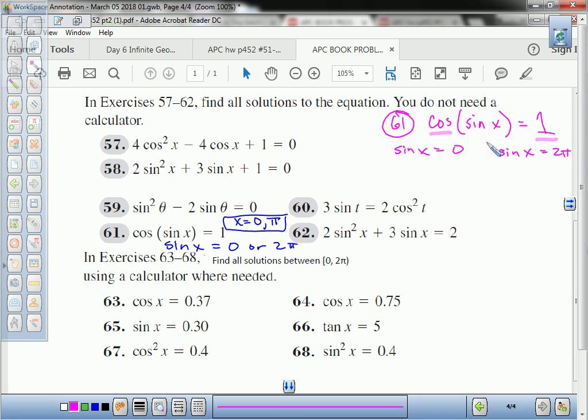Where is sine of x 0? It's pi and 0. Pi and 0. And 2 pi. Okay. Where is sine of x equal to 2 pi? It's not. It's not. Okay. So these are our two answers between 0 and 2 pi. Right? That would work for this. Wait, why didn't you set cosine equal to 1? I did. Where is cosine equal to 1?